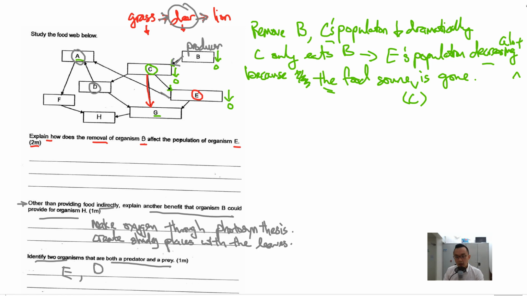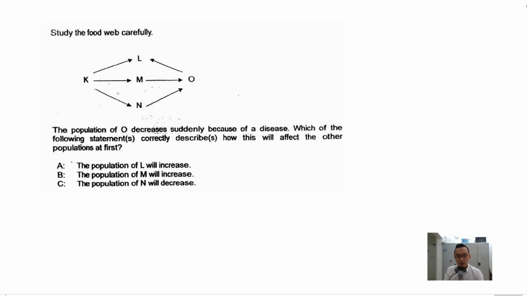So you must look at animals with arrows pointing in and out, and the inward arrow pointing at them is not coming from a producer. Otherwise, that's not a predator, because deer do not hunt grass, they just eat grass. They are plant eaters. Okay, so let's study this food web carefully.